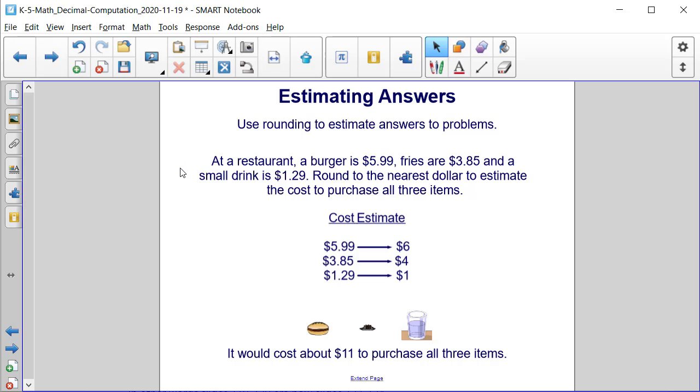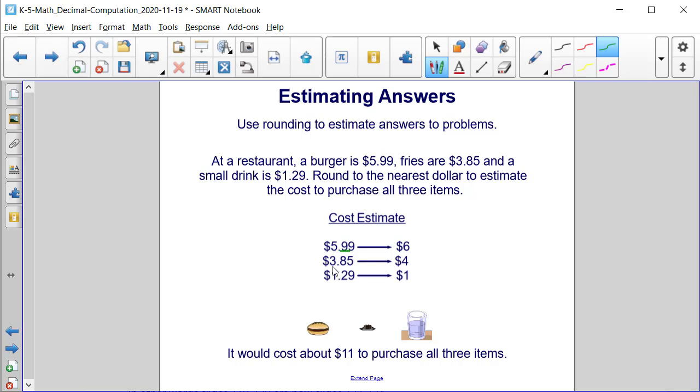At a restaurant, a burger is $5.99, fries are $3.85, and a small drink is $1.29. Round to the nearest dollar to estimate the cost to purchase all three items. Well, the $5.99, or the cost of the burger, rounds up to $6, because if we look at the tenths column, we have a 9 here and it rounds the 5 up to a 6.